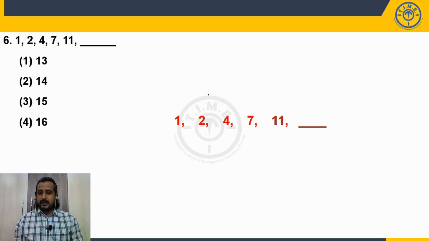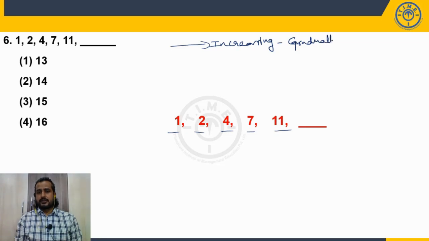Okay. Are the numbers close to each other? Yes. Numbers are close to each other. 1, 2, 4, 7, 11. Numbers are very close to each other. Are the given numbers in an increasing pattern or decreasing pattern? Increasing pattern. The given series is in increasing pattern, and is it increasing gradually or rapidly? Gradually, because the numbers are close to each other. There is a small jump from one number to another number. So increasing gradually, what is the logic that we are going to apply?